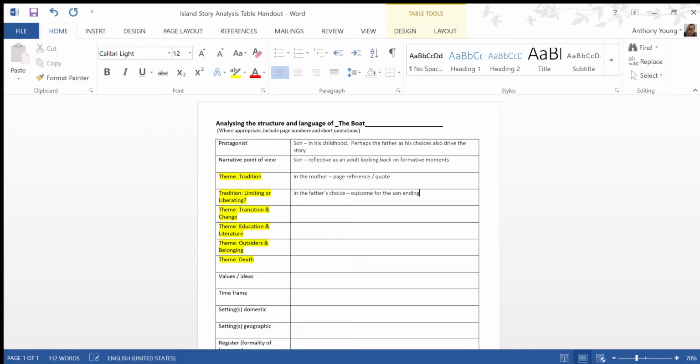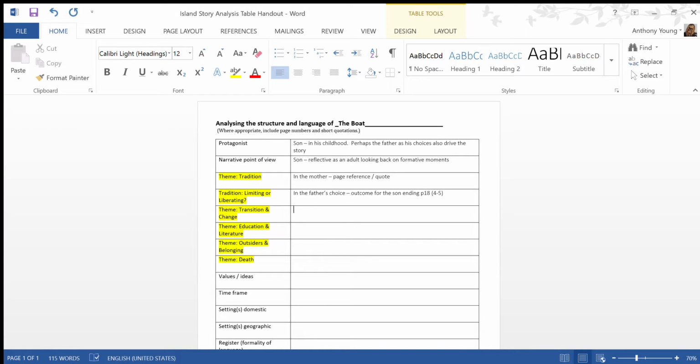In the ending, you might again have some page reference or quote that gives that indication. In terms of page referencing and quotes, the way that I would do it is I'd say page 18, and then you might write in brackets the paragraph number, so paragraph 4 to 5 if you're having a long quote. That way, when you're reflecting on this in the SAC or in revision, you can find it very, very easily. Okay, so I hope you get the idea of these themes.